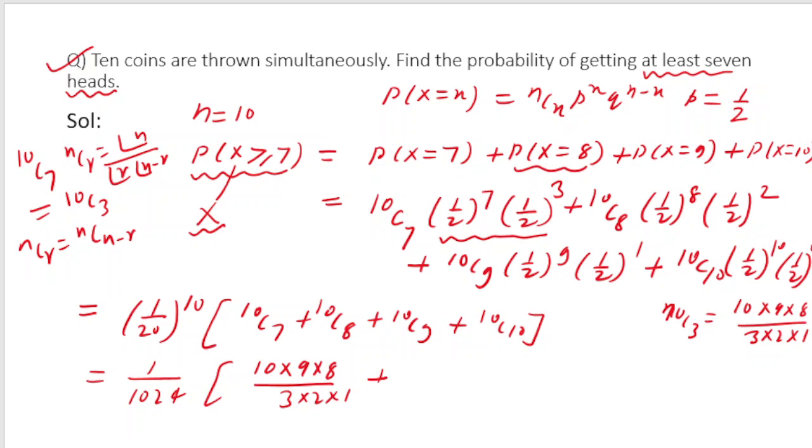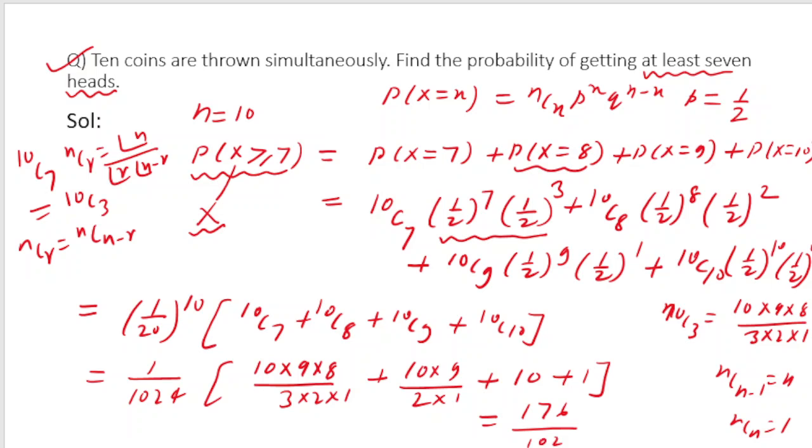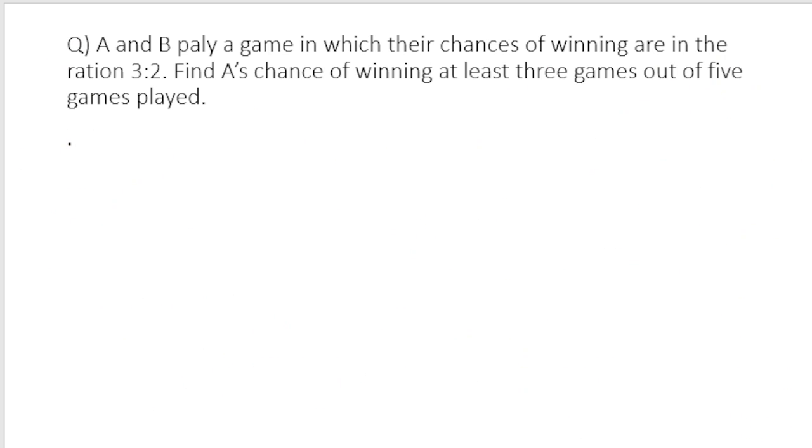How will I solve 10C8? I will consider it 10C2, so 10 into 9, and then there are 2 terms, 2 into 1. 10C9 is nothing but 10, because we know the result, NC(N minus 1) is N, and NCN is equal to 1. These are the basic things I hope you know. So if you simplify all these things, what you will get is 176 by 1024. Very simple question. Let's move to the next question.